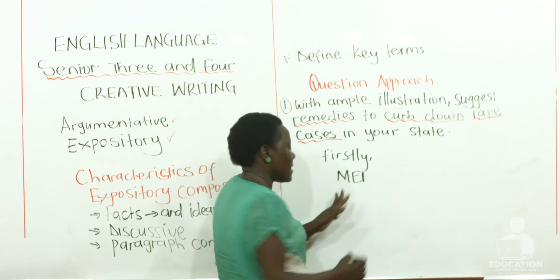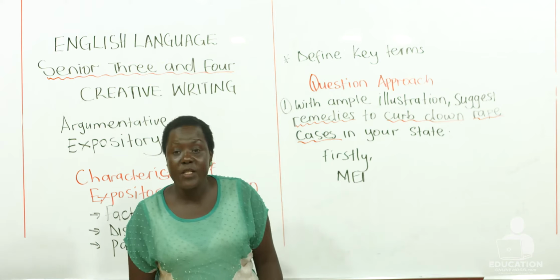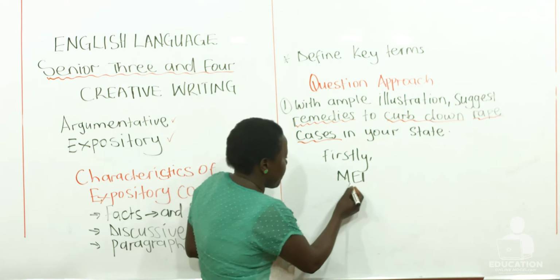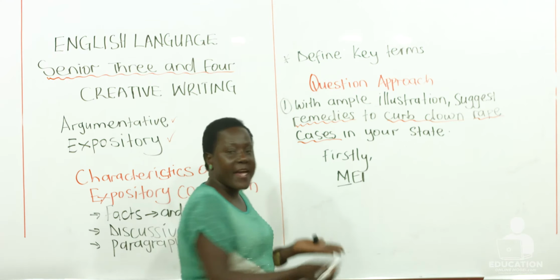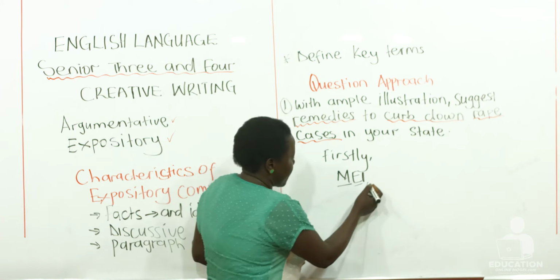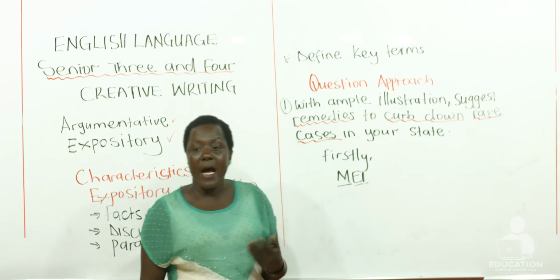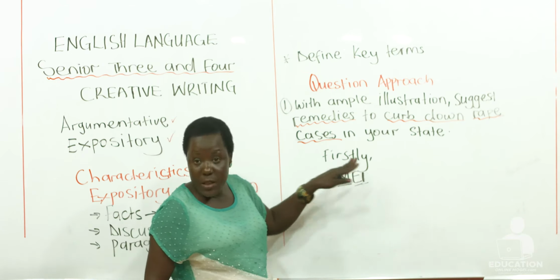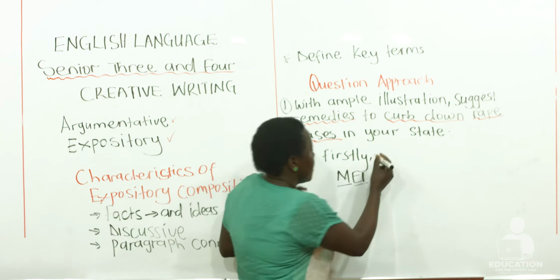This, my dear learners, is what I told you in our previous lesson. You mention a point, you explain it, and give an illustration. For us, an illustration is an example. Therefore, I have already mentioned the point. The point here is strict law.